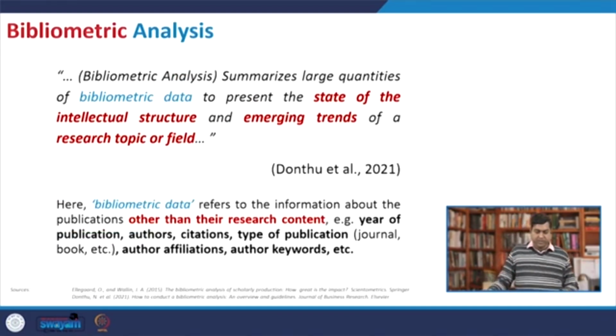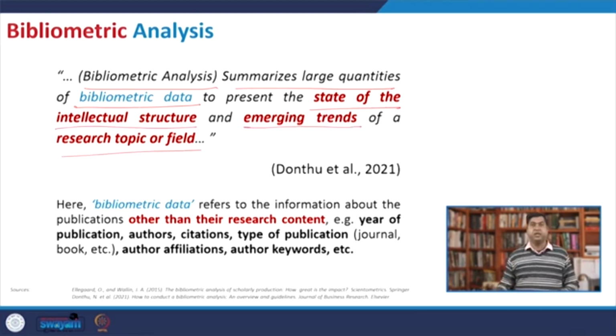Now, what is bibliometric analysis? Bibliometric analysis summarizes large quantities of bibliometric data to present the state of intellectual structure and emerging trend of a research topic. So, this is again nothing but a part of the review process, where we try to understand the existing knowledge or state of the art in the literature.